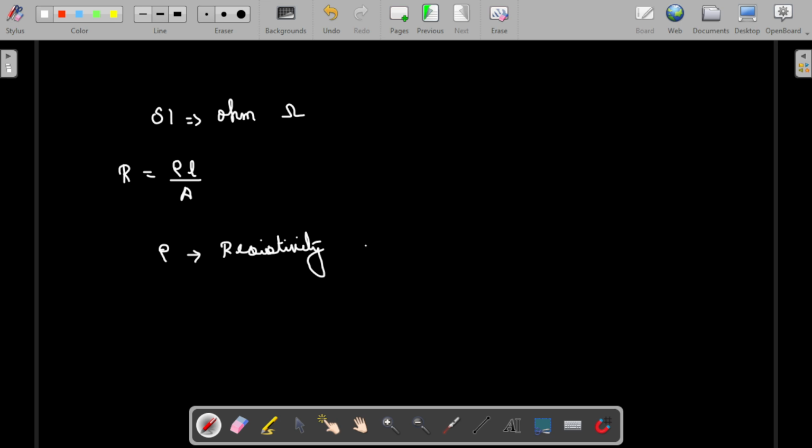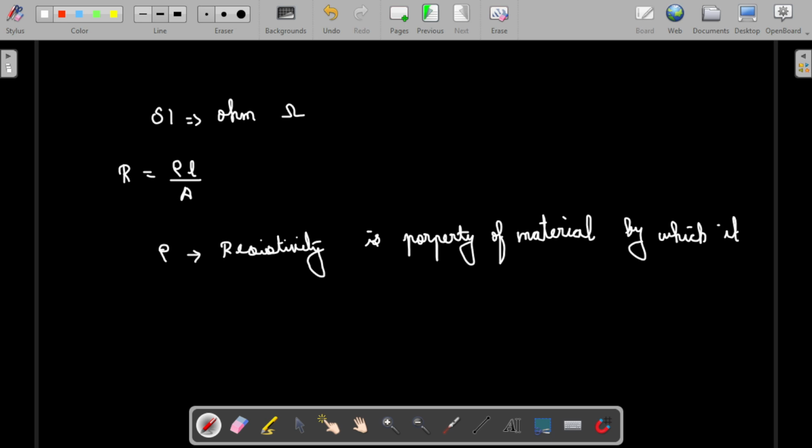Resistivity is the property of the material by which it offers resistance. This will be very fine for you.